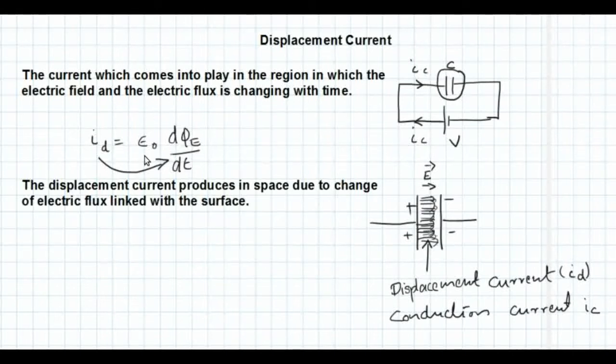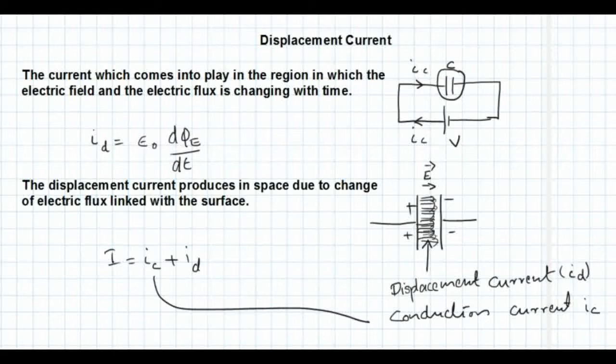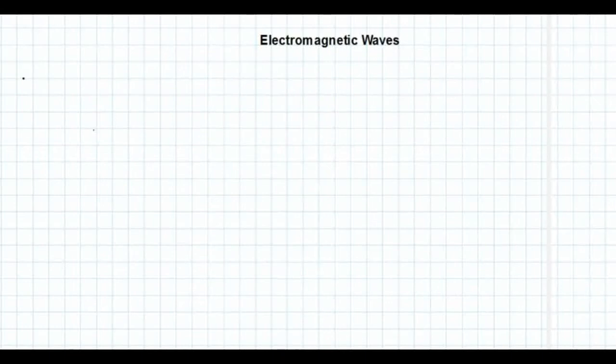That constant is epsilon 0. So we can see that as d phi by dt increases, the displacement current will increase. So there is a dependence of I_D on electric flux. The total current will be due to both conduction current and displacement current. So both conduction current and displacement current complete the circuit current.